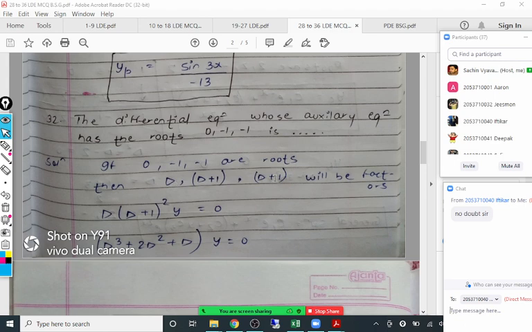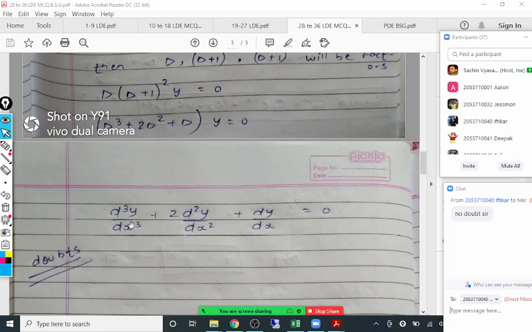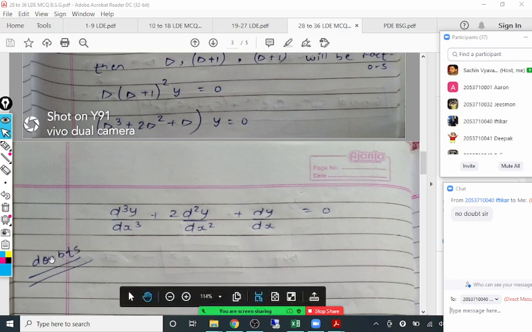That's correct. Okay. So d into (d plus 1) bracket square, and this is d cube plus 2d square. And that is the answer. This is the answer. That's correct now. Now he has done it correctly. Why did he write a doubt? I don't know.